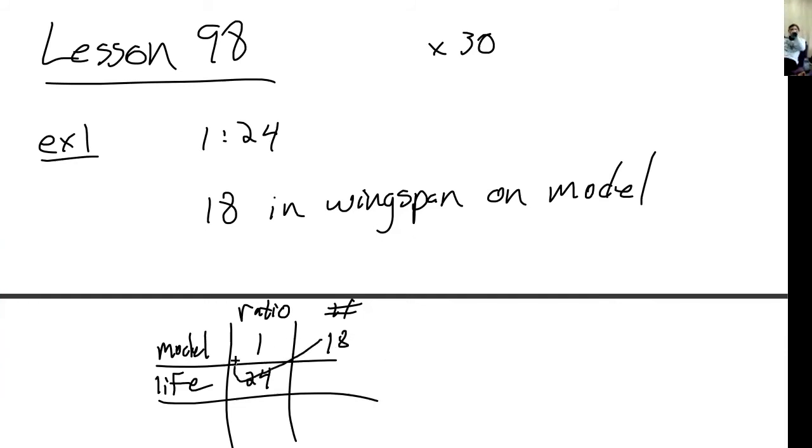So all you're doing is multiplying by 24. Either way, a scale factor means you can just multiply by the scale factor. And if you're going from the real plane to the model plane, then you just divide by 24. But either way, you can do it this way. So what's 18 times 24? Did you guys figure that out?